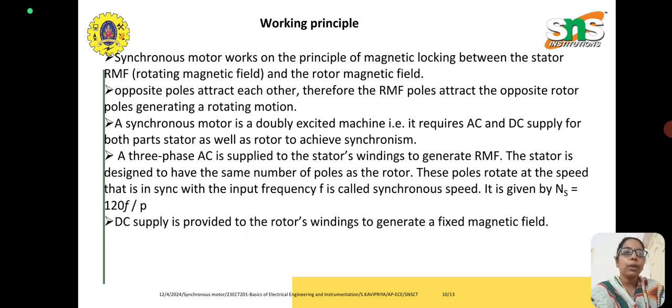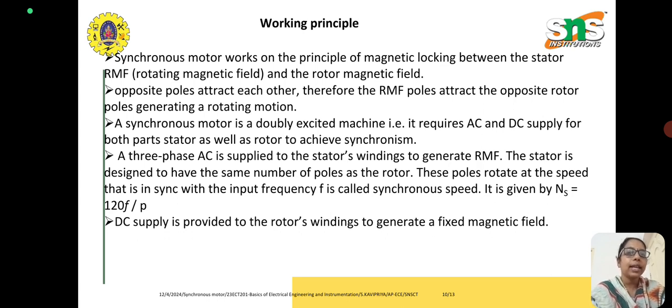Next is the working principle of the synchronous motor. A synchronous motor works on the principle of magnetic locking between the stator and the rotor magnetic fields. The stator magnetic field is called the rotating magnetic field. Opposite poles attract each other, therefore the rotating magnetic poles attract the opposite rotor poles, generating a rotating motion. A synchronous motor is a doubly excited machine. It requires AC and DC supply for both the stator and the rotor to achieve synchronization.